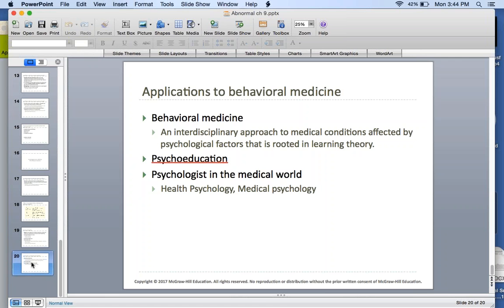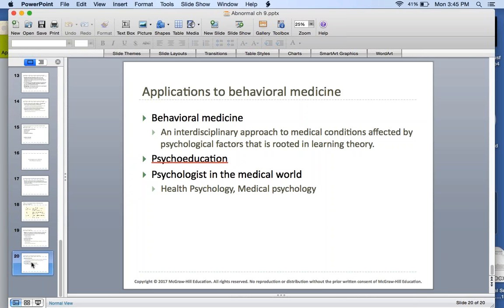So last thing here is that we have something called behavioral medicine. Behavioral medicine is this interdisciplinary approach to medical conditions affected by psychological factors, and it tends to be rooted in learning theory. Okay, but the idea is it's this interdisciplinary approach. So behavioral medicine groups are going to have physicians and psychologists and nurses and maybe a caseworker and different people. Within behavioral medicine, a lot of psychoeducation is involved, and that is teaching individuals about how psychological factors can affect their medical outcomes and affect their feelings around their medical issues, and therefore how and why they may want to make some changes.